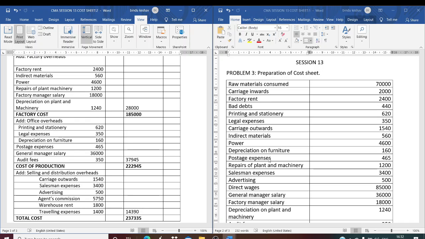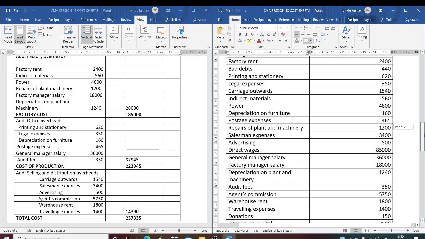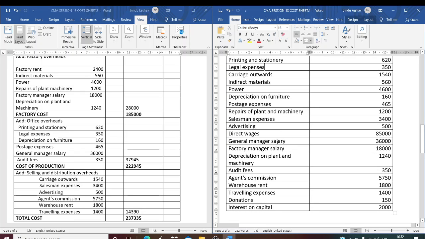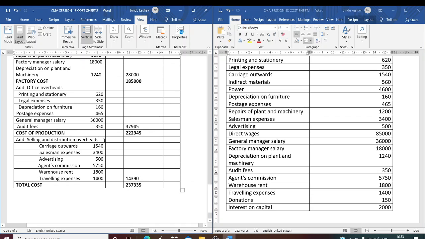Postage expenses, office overheads. Then comes repairs of plant, which is factory. Salesman is selling and distribution, so we are not going to record that now. Then general manager's salary, again office overheads. Then audit fees, office overheads. The remaining items are your selling and distribution overheads. So all these items are written and the total of that is written. And now when we add that, what we get is the cost of production, 2,22,945.